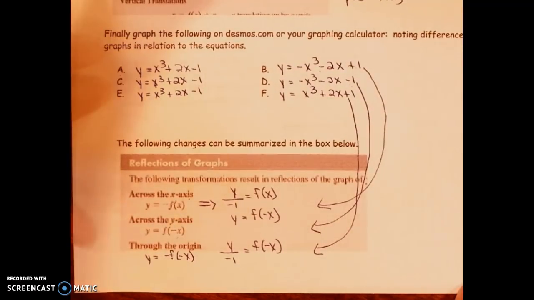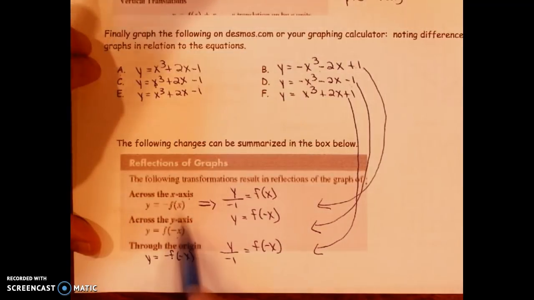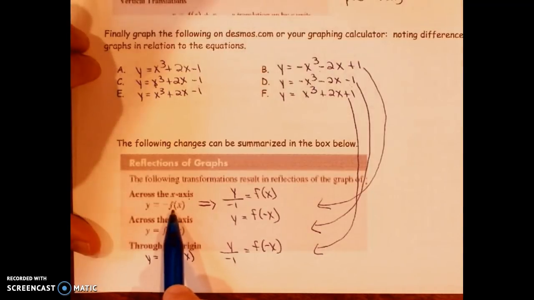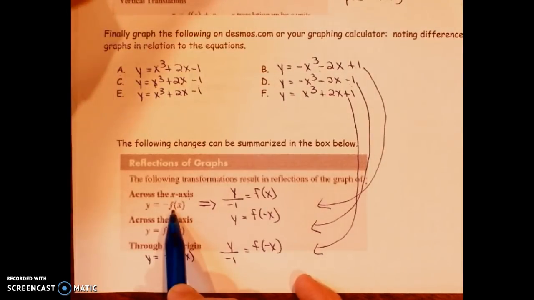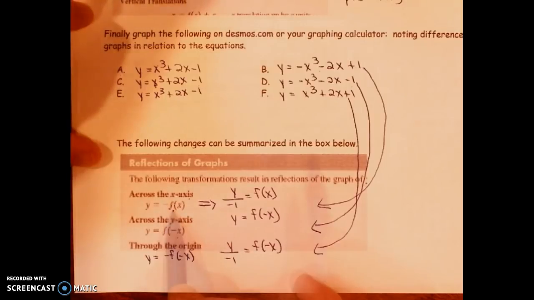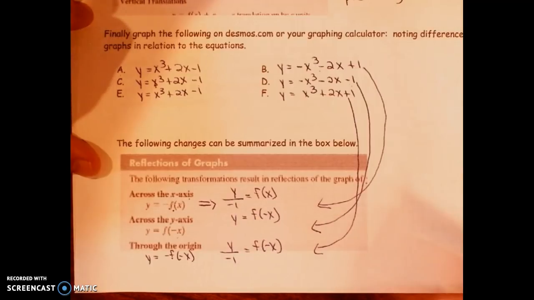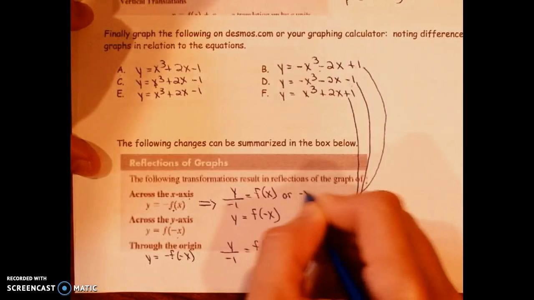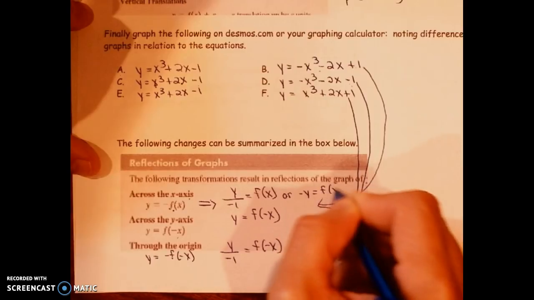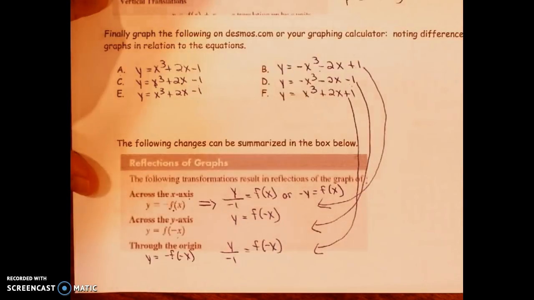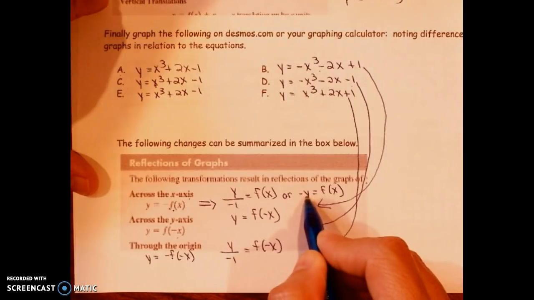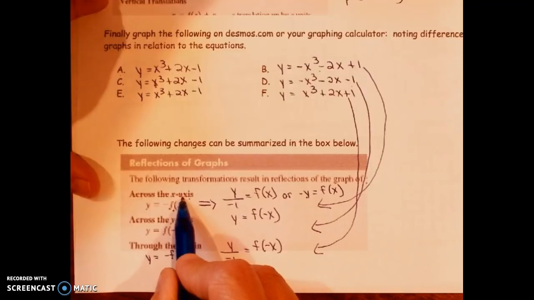A couple things I want to point out. Again, just trying to keep everything consistent. If I turn around and get f by itself, just like we did in the horizontal and vertical translations, notice what that really is: f divided by negative 1 equals f of x. Or if you want to look at it as negative y is equal to f of x. So what we did, we replaced y with a negative y. That caused that reflection across the x-axis.